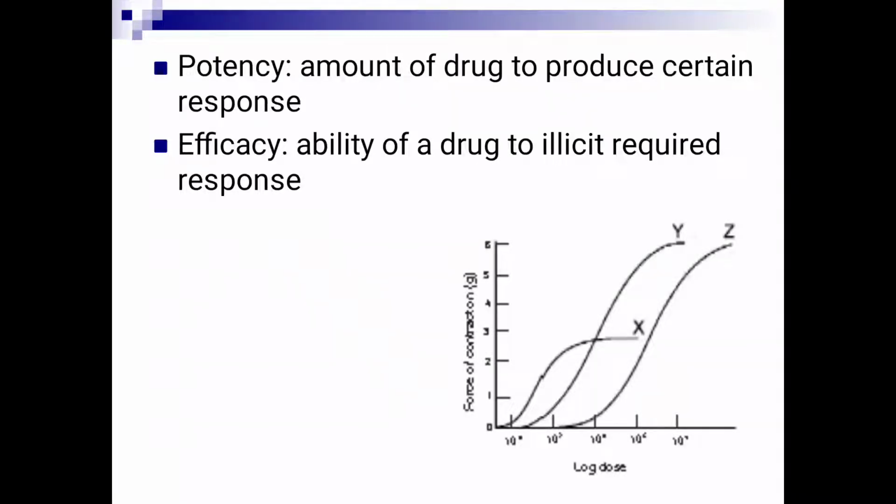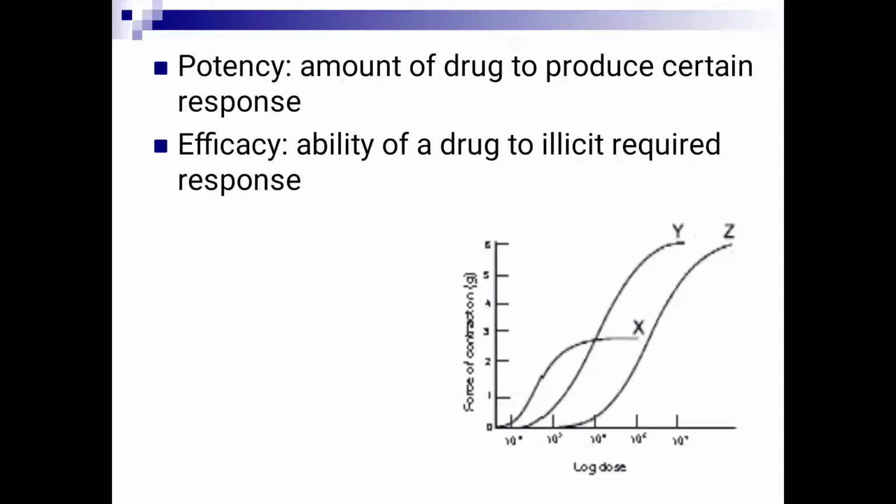So you can see in the example, on the x-axis there is the log dose, and on the y-axis there is the force of contraction. Drug X requires this much dose to produce the response. Drug Y requires this dose. Drug Z requires this much dose. Drug X produces this much effect. Drug Y produces this much effect. Drug Z produces this much effect.